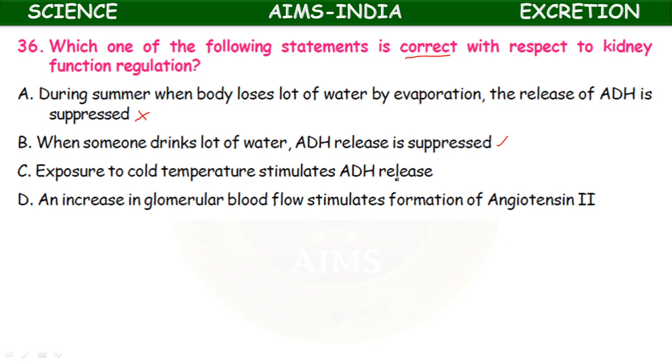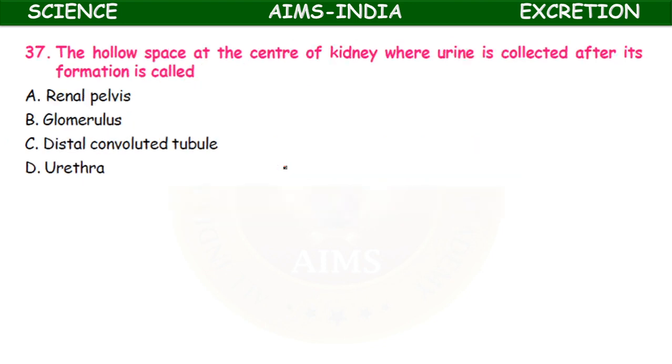Next, exposure to cold temperature stimulates ADH release. So this is wrong. An increase in the glomerular blood flow stimulates the formation of angiotensin. This is also opposite, wrong. So here the correct statement is B. When someone drinks a lot of water, ADH release is suppressed. ADH's main function is to dilute. Reabsorption.